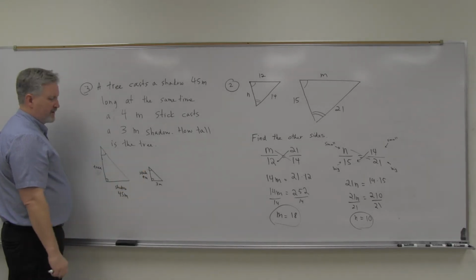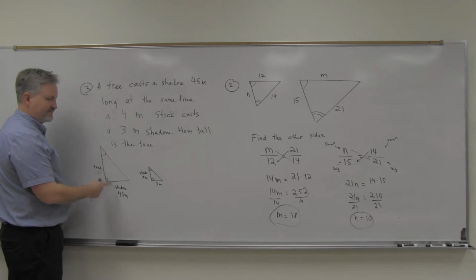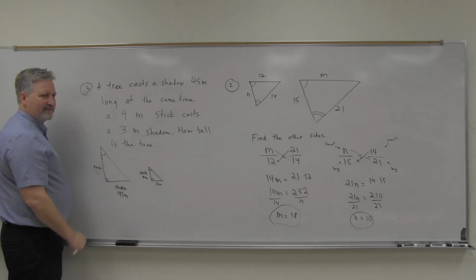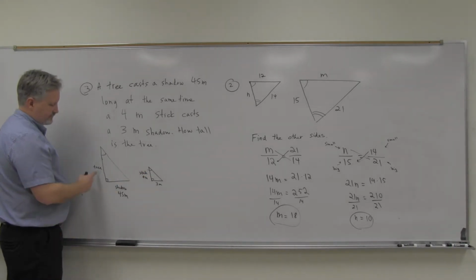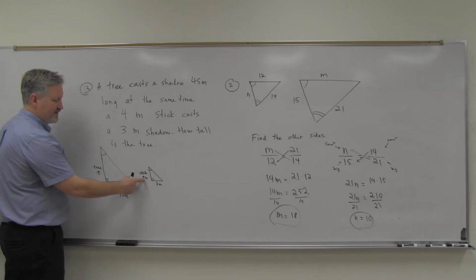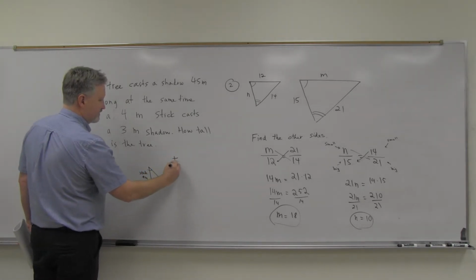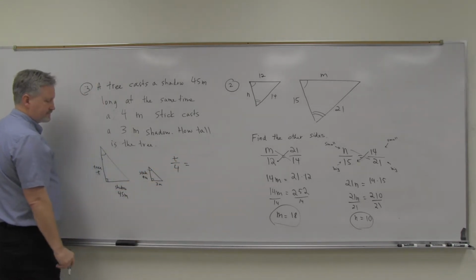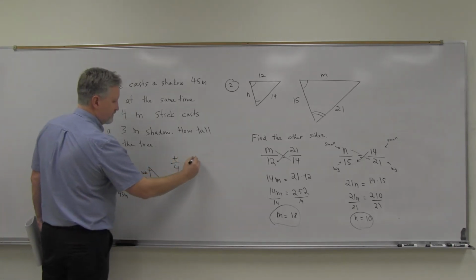So you got similar triangles, and so couldn't we set up our proportion here? Call it T for tree. So our tree height would be to the 4, right? As the 45 is to 3.